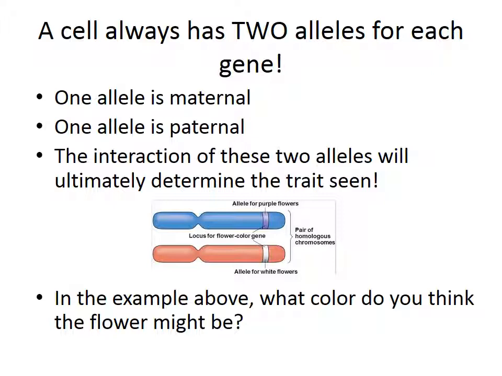In the example that you see in this picture, there's a pair of homologous chromosomes that have not yet been duplicated. So these are unduplicated chromosomes in a single cell. There's an allele for purple flowers on one chromosome, and there's an allele for white flowers on the other chromosome. So you can see that the gene is the flower color gene. In this example, how would we know what color the flower might be? It would depend on the interaction of the two alleles, which we'll talk about later.